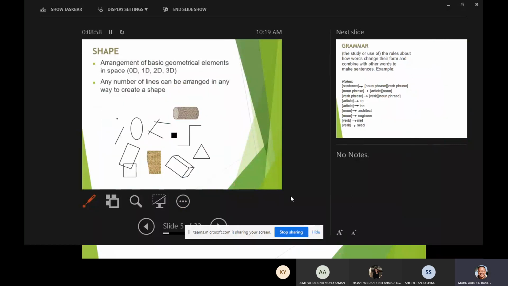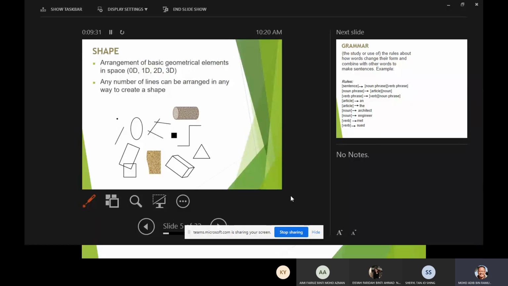Before we look into the concept of shape grammar, the method of shape grammar, let's look at what makes up the definition of shape grammar. The first one is obviously shape. Basically, it's shape and grammar. So let's look into the word shape. Shape is an arrangement of basic geometrical elements in space.